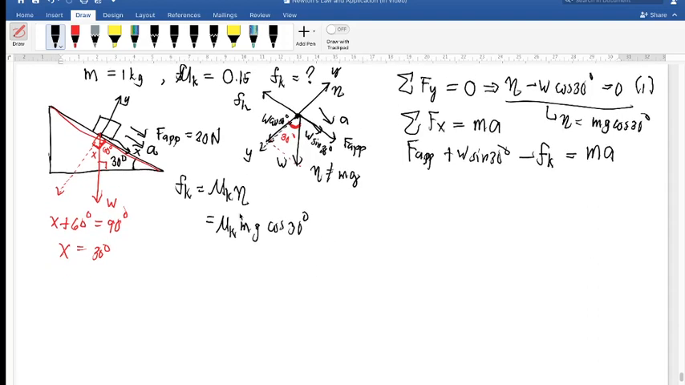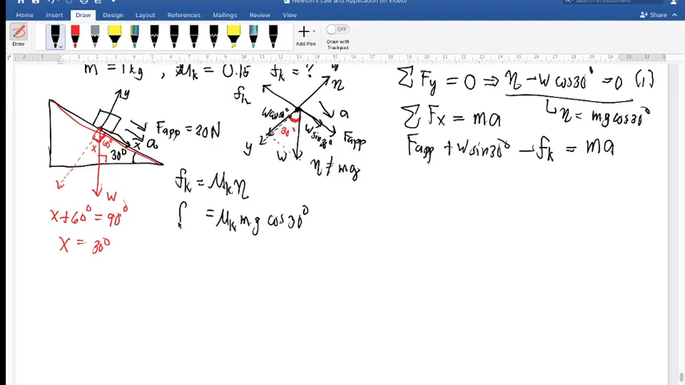So we can now find the friction force. So what is mu k? We have 0.15. The mass is equal to 1. The g is equal to 9.8. Then we have cosine of 30 degrees. So how much is that? So we have here 0.15 times 9.8 times cosine of 30 degrees. So that is equal to 1.27 Newton. Okay, so you can check if you want. Then we are done. So we can just put it here to find the acceleration.